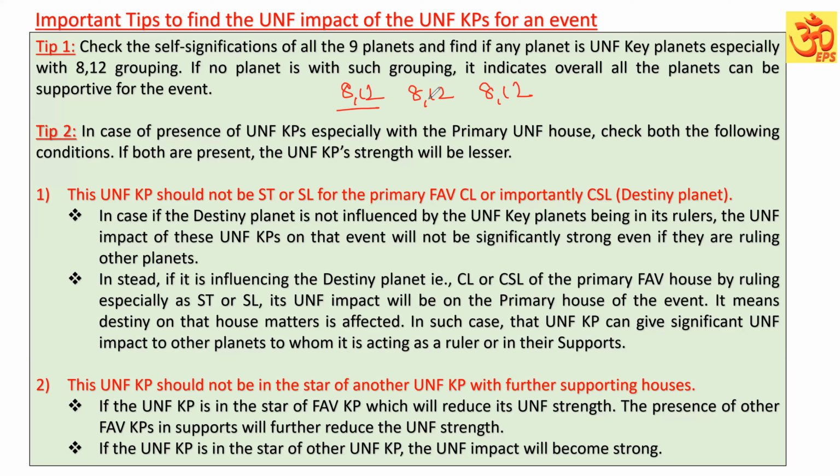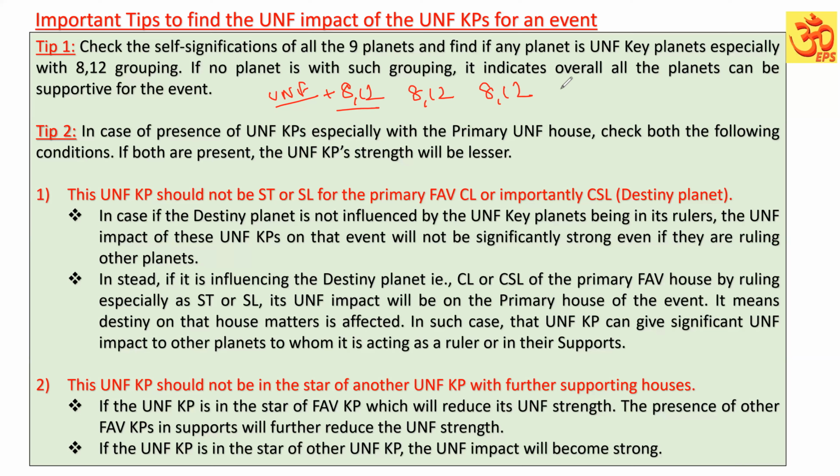That planet indicates it is going to give some obstacles to the Lagna, right? Apart from that, if it has other houses unfavorable to the event, that planet is going to give trouble to the Lagna and also trouble to the particular event. That is, an unfavorable house to an event and also an 8 and 12 grouping, if present. So when we check all 9 planets, if no planet has such a grouping, it indicates that overall all the planets can be supportive for the event.